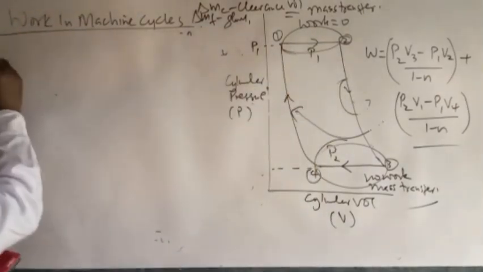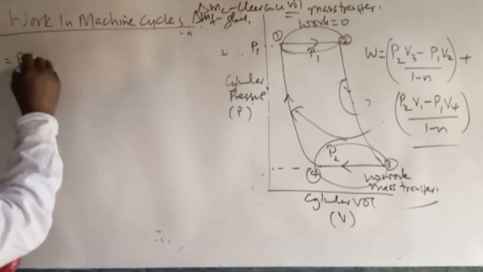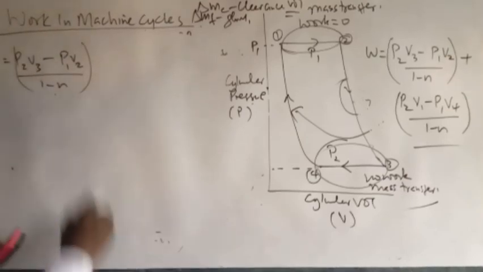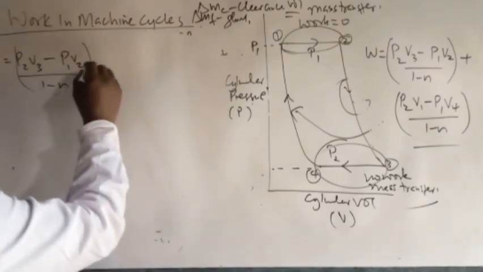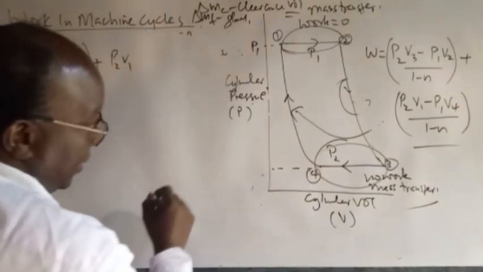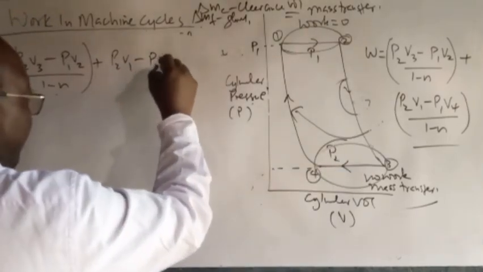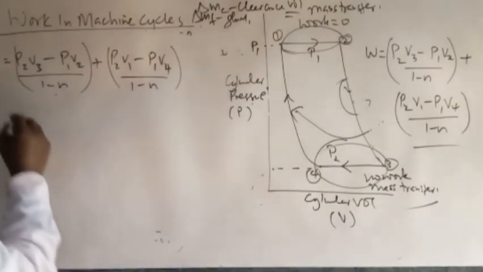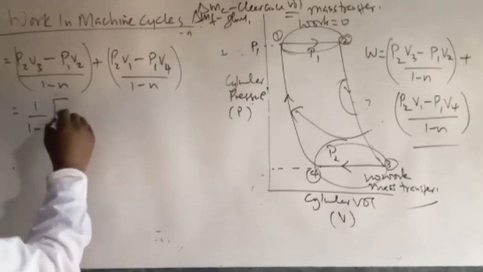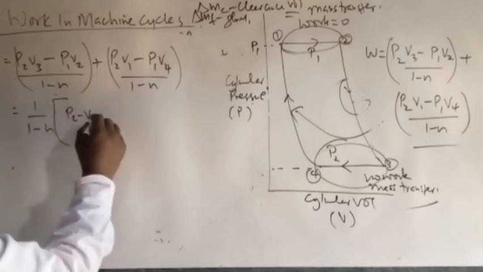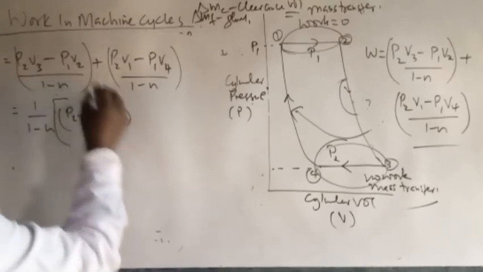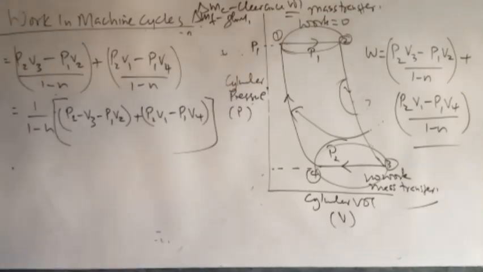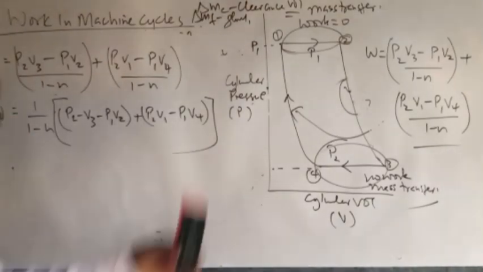Let's rearrange it so that it looks more organized. So we are saying that W is equal to (P2 V3 minus P1 V2) over (1 minus n), and then we have plus (P2 V1 minus P1 V4) over (1 minus n). Of course, you can factor out 1 over (1 minus n), and then you get P2 V3 minus P1 V2 plus P2 V1 minus P1 V4. That will give you the expression for work for this machine cycle.